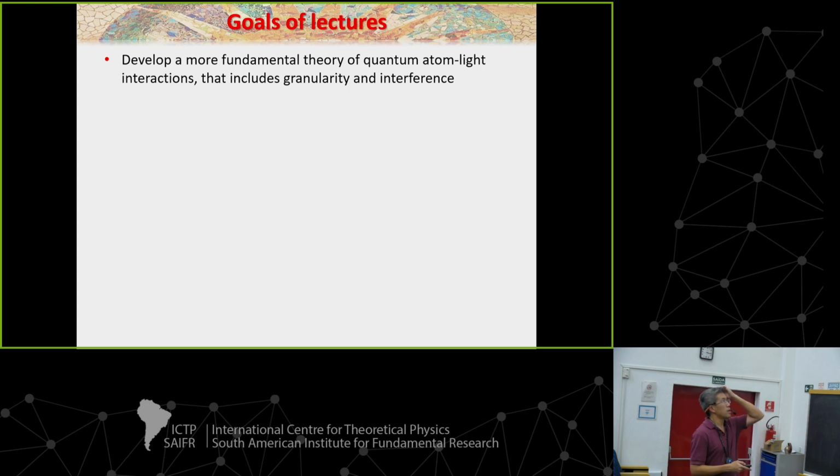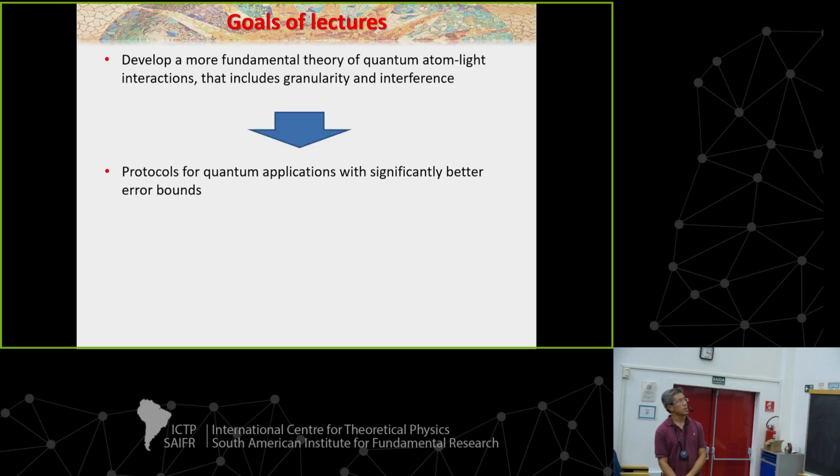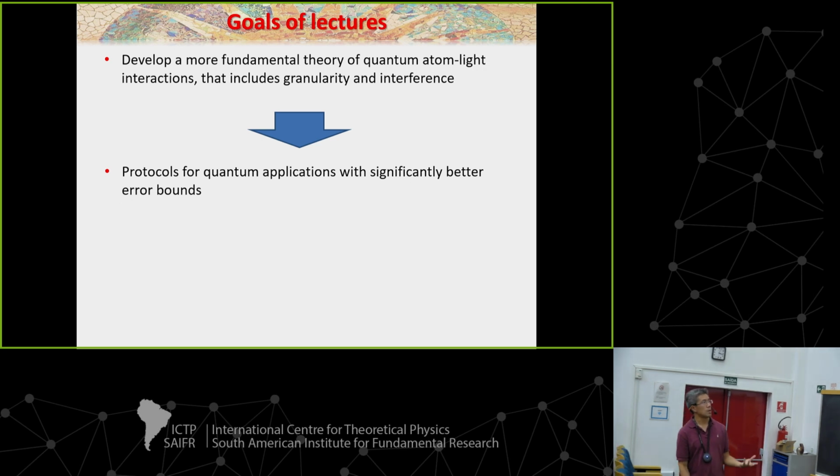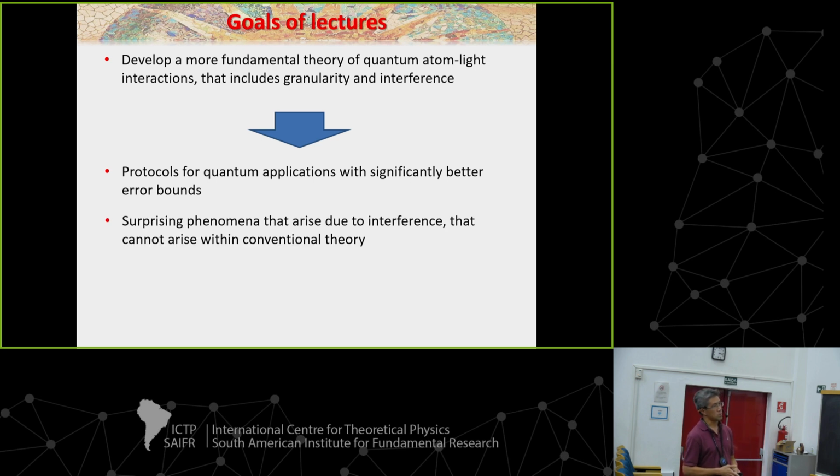Okay, so with that, the overarching goals of the lectures are the following. First, we have to figure out how to develop a fundamental theory that builds in non-perturbative multiple scattering of light and wave interference into our atom-light interactions. And then I'd like to discuss some of the consequences. On one hand, I'll try to present a couple of concrete protocols of quantum applications where you can have either polynomial or exponentially better error bounds compared to what the textbooks said was possible.